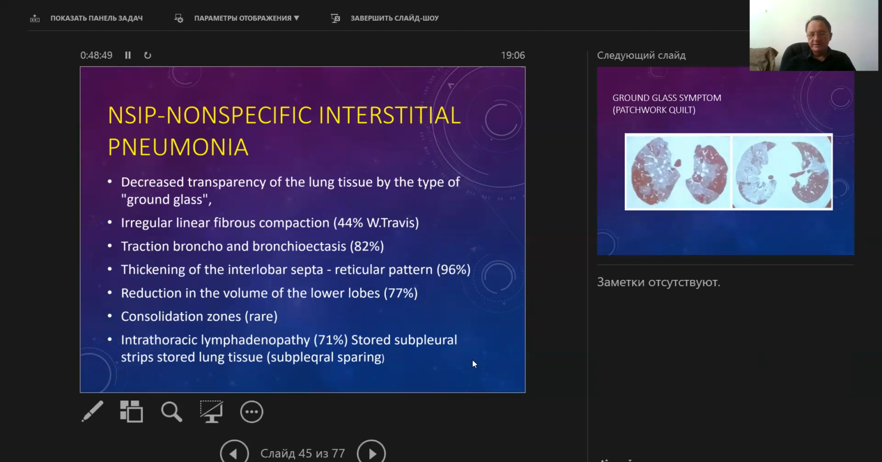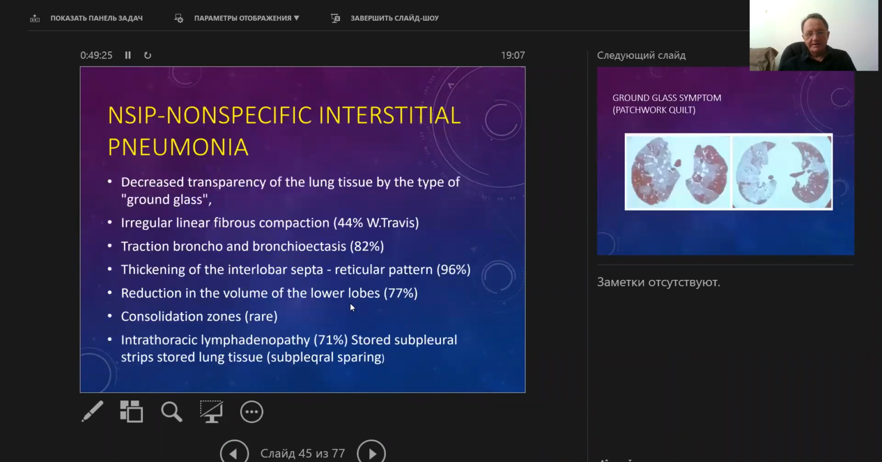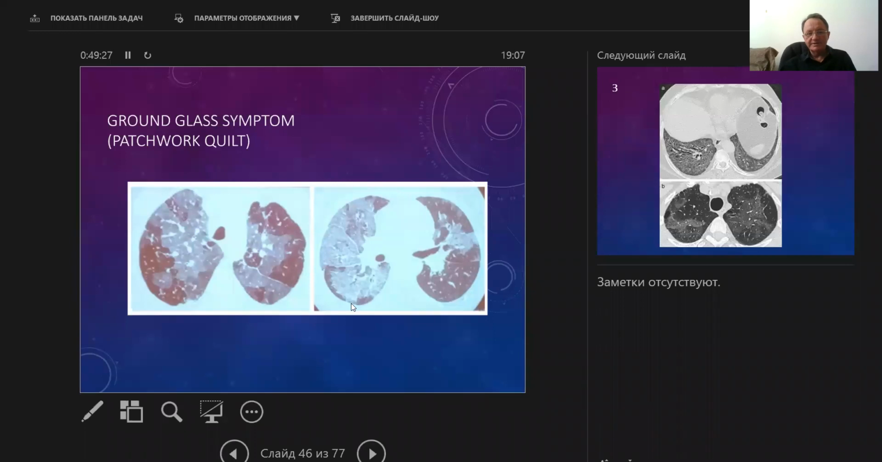Subpleural strips with normal lung tissue, so-called subpleural sparing. In this slide, you can see a patchwork quilt distribution of ground glass opacity. You can see the subpleural normal lungs, the so-called sparing of lung tissue.